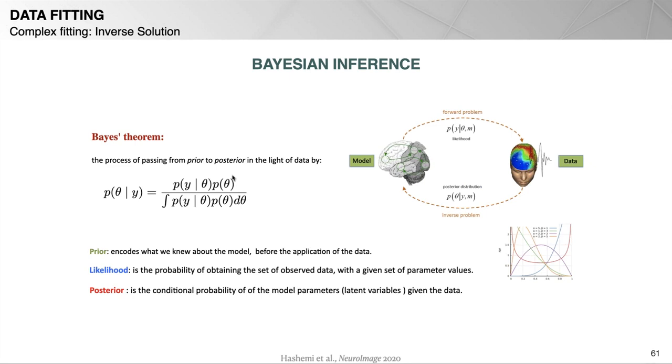The likelihood is the probability of obtaining the observed data given a set of parameters. And the posterior is the conditional probability distribution of the model's parameters given the observed data.